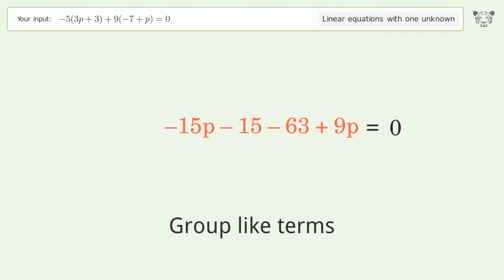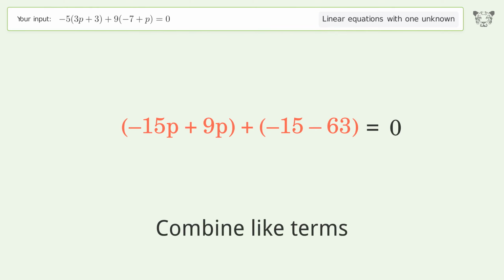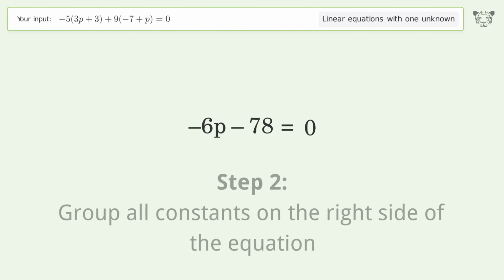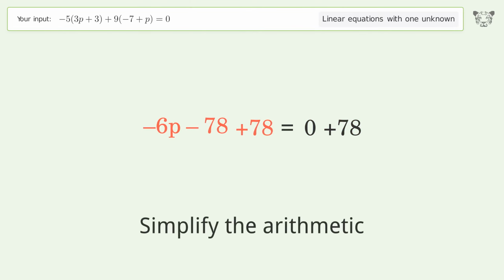Group like terms. Combine like terms. Group all constants on the right side of the equation. Add 78 to both sides. Simplify the arithmetic.